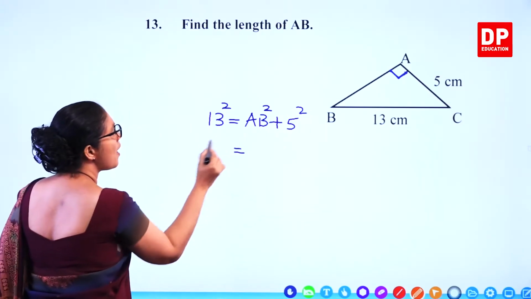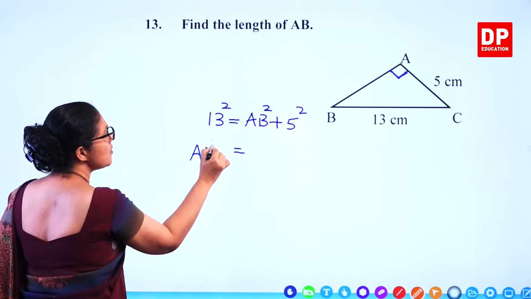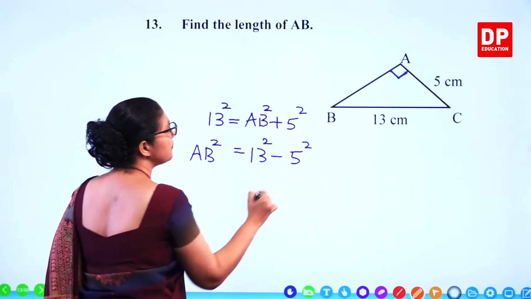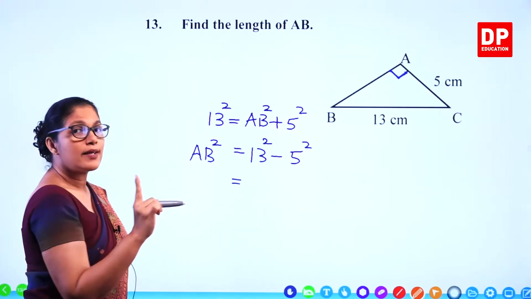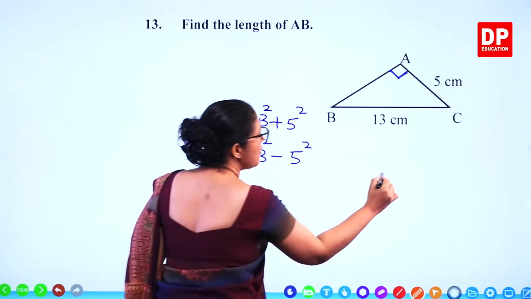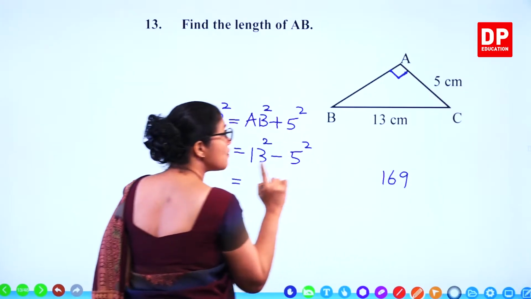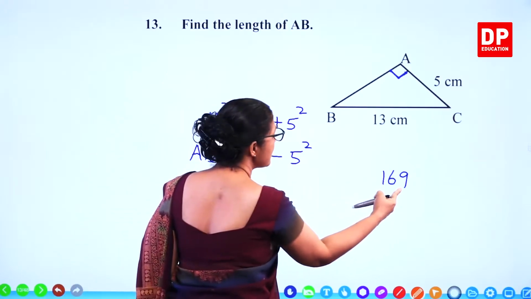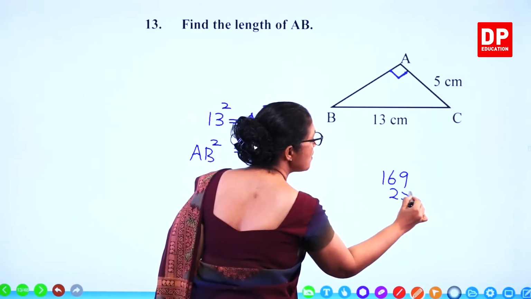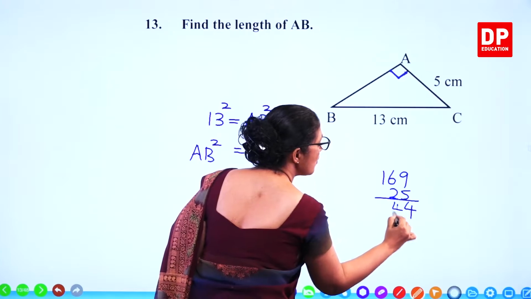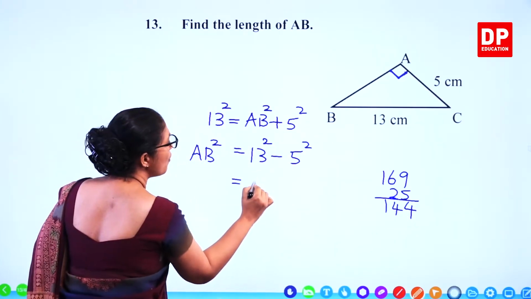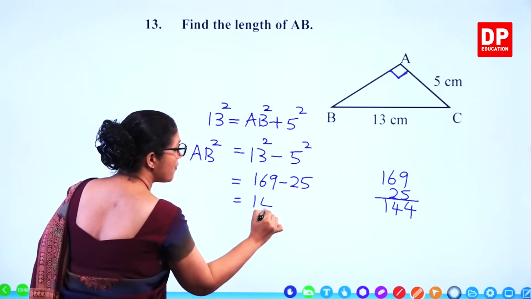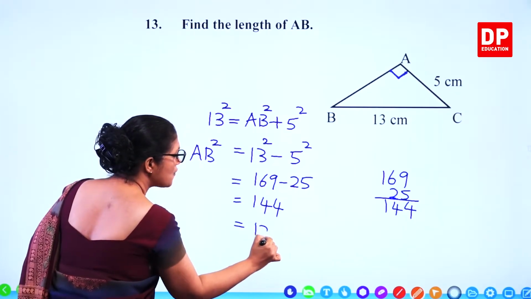So what is AB squared? You can write AB squared is 13 squared minus 5 squared. So what is 13 squared? You can simplify using the square terms or the difference between two square terms. So I'll do both ways. 13 squared is 169. 5 squared is 25. When you subtract, you get 144.